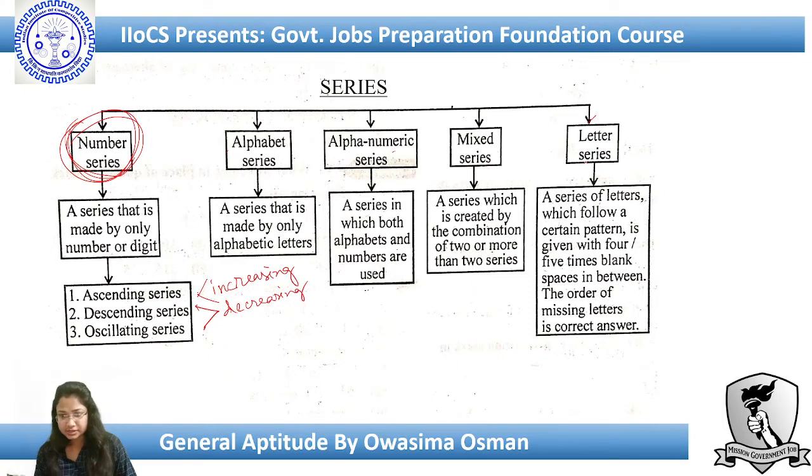And the last one is the letter series. A letter series is a series of letters which follows a certain pattern, given with 4 or 5 blank spaces in between, and you just have to find out the letters for those blank spaces, and those missing letters will be your correct answer. Okay, so for a clear view, I am just giving a very small example of a letter series, so that you can get a clear view.